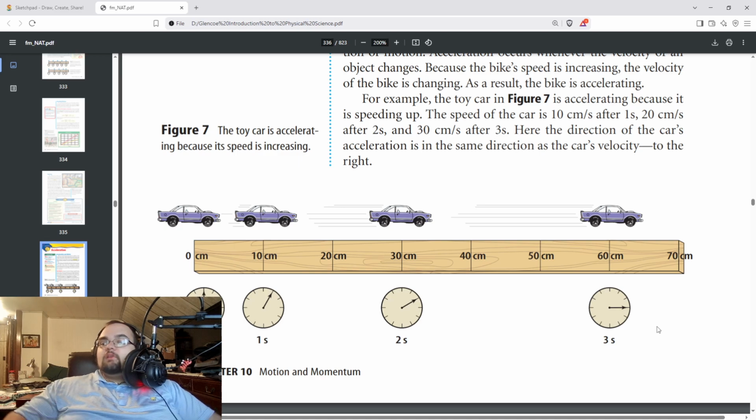Okay? That's what acceleration's about. It's not how much distance you travel, it's how much speed. So how much distance you can travel in a time.